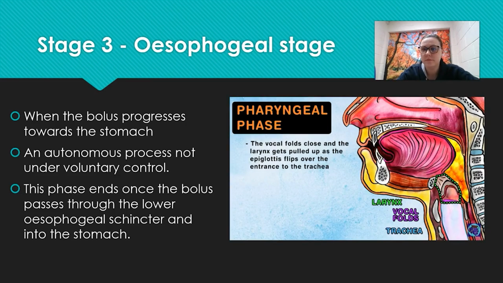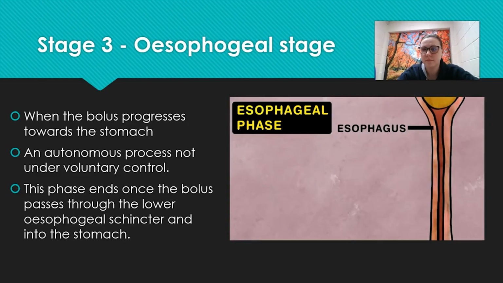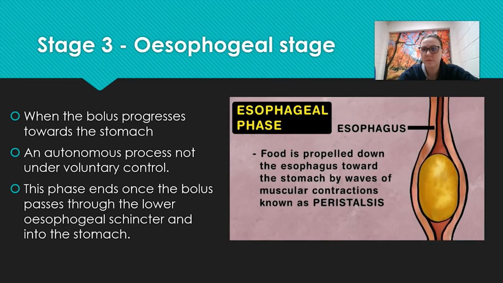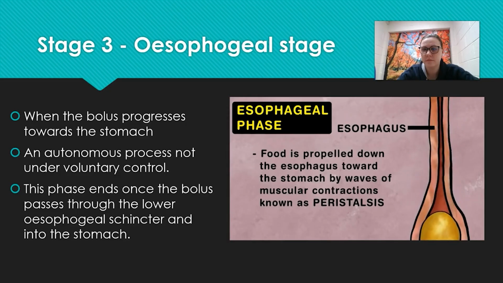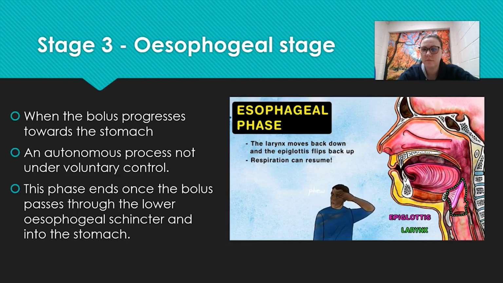The vocal cords close and the larynx gets pulled up as the epiglottis flips over the entrance to the trachea. The upper esophageal sphincter opens to allow the bolus to enter the esophagus. During the esophageal phase, food is propelled down the esophagus towards the stomach by waves of muscular contractions known as peristalsis. The larynx moves back down and the epiglottis flips back up so respiration can resume.